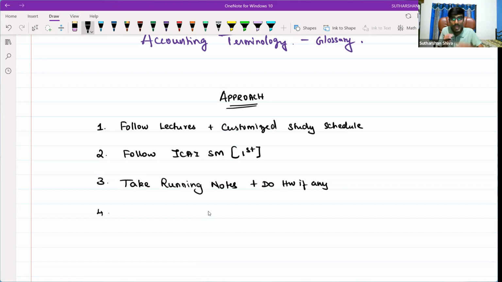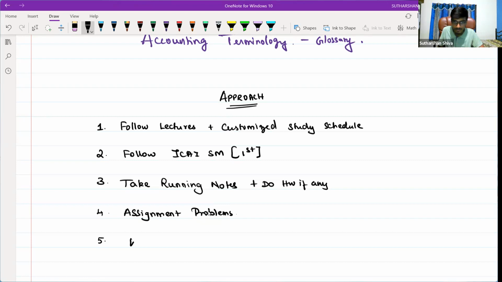Then after the chapter is over, go to the material called assignment problems. We will call it the assignment problem material. That assignment problem material you need to complete. It will comprise 10 to 15 questions or a maximum of 20 questions. For some chapters, it will be 30 questions also. Complete that assignment problem material.